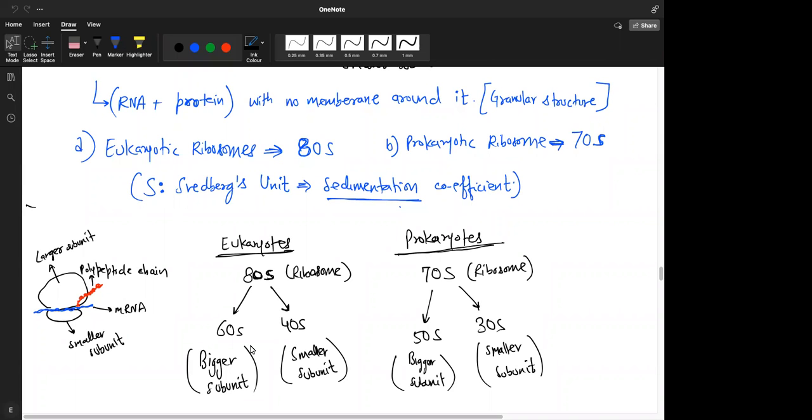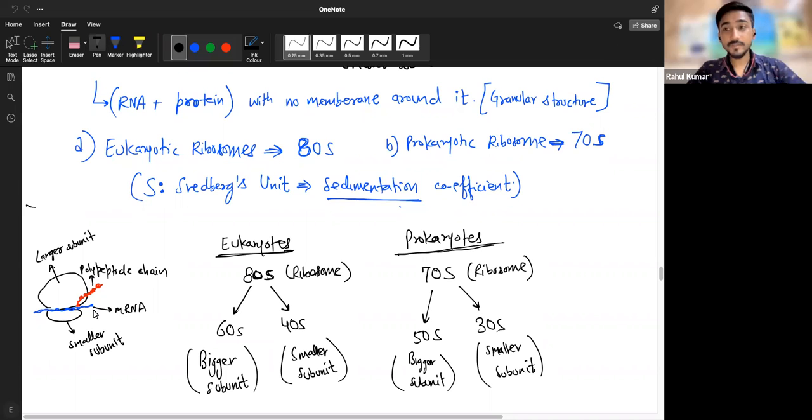Okay. So 50S and 30S does not give 80S because here the units are not being added up. It's not the sedimentation rate, we are not talking about the rate here. We are talking about the coefficient, okay? It's just a number, just like any other coefficient. You have been using many coefficients in physics, right? To make an equation balance, we add coefficients, right?